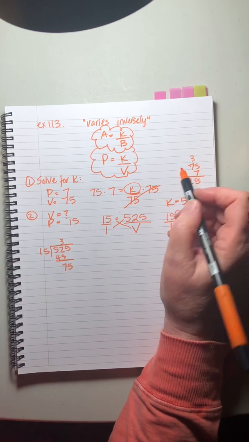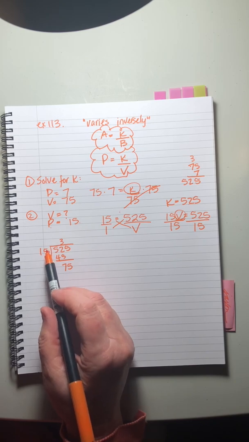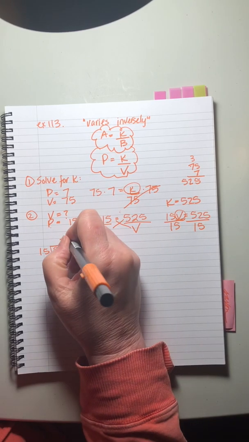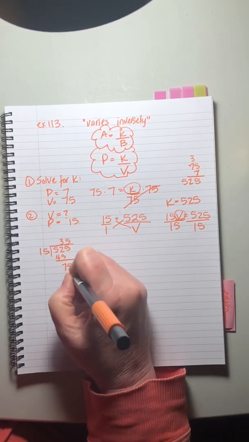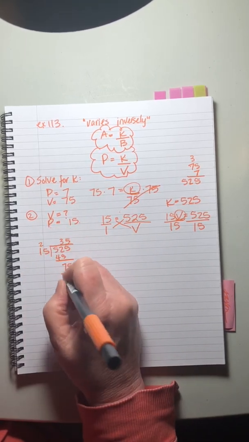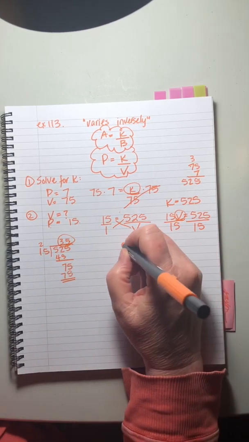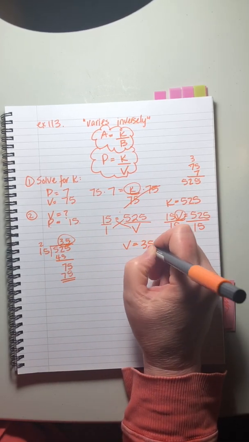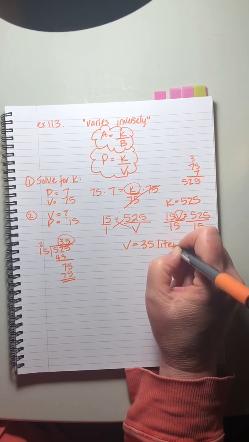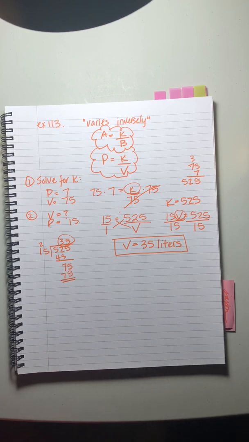That would be 2 15s make 30. 4 15s make 60, so it would be 5. Let's just make sure. 5 times 5 is 25. 2, 7. It works out. Okay, so what we get here is that our volume equals 35, and we already established from the other problem too that volume is measured in liters. Is that the right answer? Yay, we got the right answer.